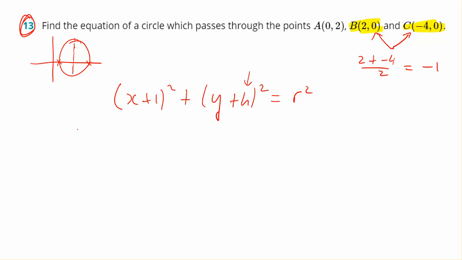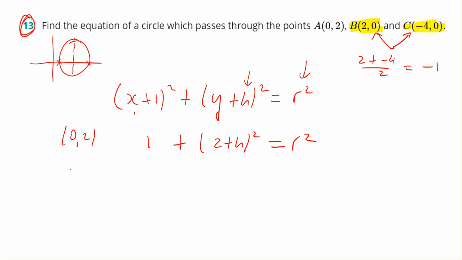I'm going to sub 2 points in because I have two unknowns. I need two equations. So my first equation will be subbing in (0, 2). When x equals 0 and y equals 2, x plus 1 becomes 1 squared, which is just 1, plus y, which is 2, so 2 plus h squared equals r squared.